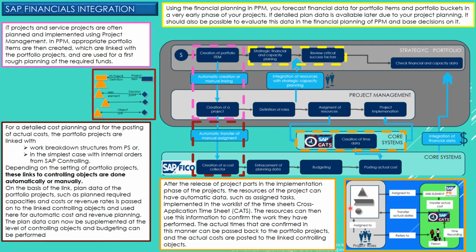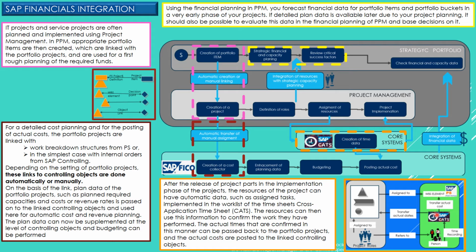I just want to explain this process flow. As you can see here, we have the project definition, the phases, and the tasks. Then some project roles are assigned to the tasks. Those project roles refer to persons. Those persons make the time recording using CATS during the execution of the project.